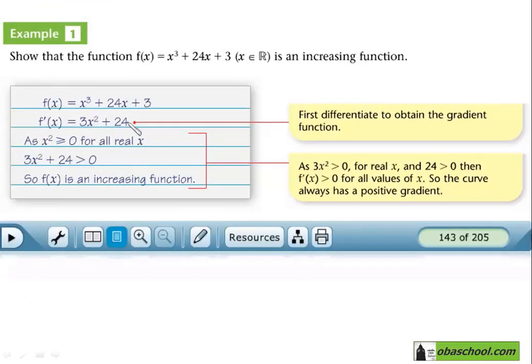At first, we did the differentiation in order to obtain the gradient function. Therefore, as x squared is greater than or equal to 0 for all real x, therefore 3x squared plus 24 is greater than 0. Thus, 3x squared is greater than or equal to 0 for all real values of x, and 24 is greater than 0. Then, f prime of x is greater than 0 for all values of x. The curve always has a positive gradient. Since the gradient is positive, that means f of x is an increasing function.